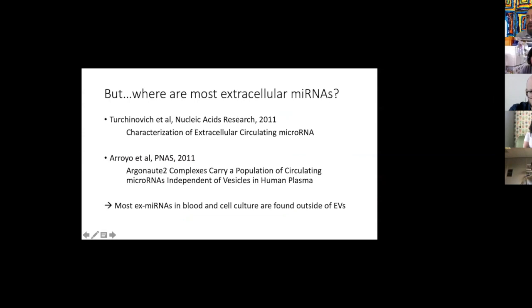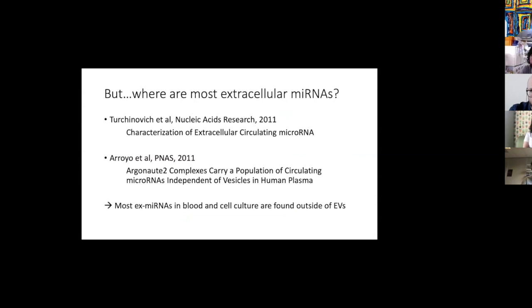The question of where the extracellular microRNAs are, I think, will also be touched on today. So there were a couple of papers in 2011 that were also very influential, showing, or purporting to show, that most microRNAs in blood and elsewhere are outside of EVs. So there are microRNAs associated with EVs, but there are many microRNAs that are not.